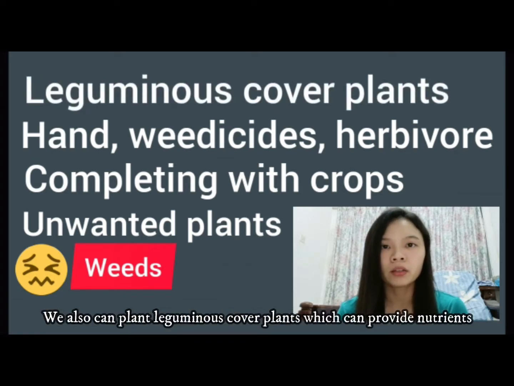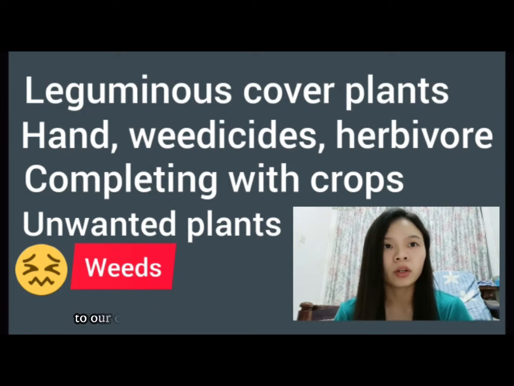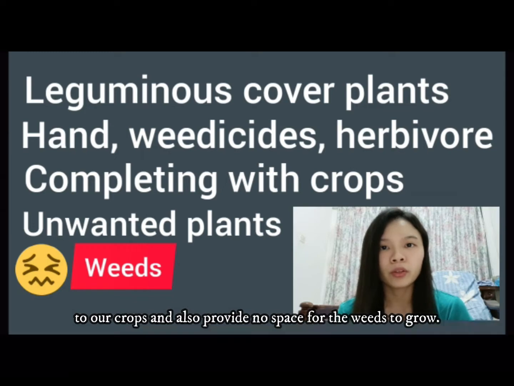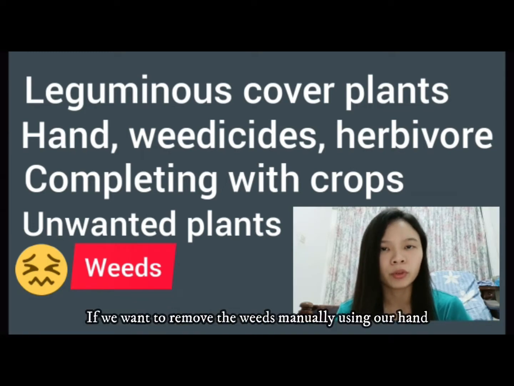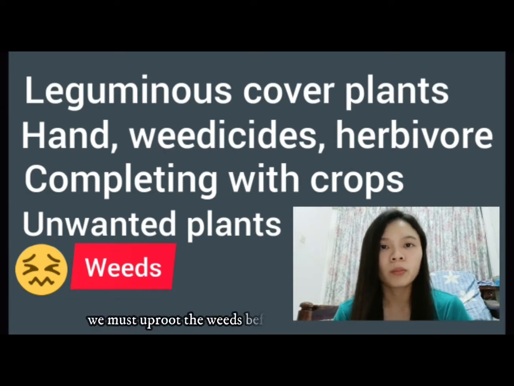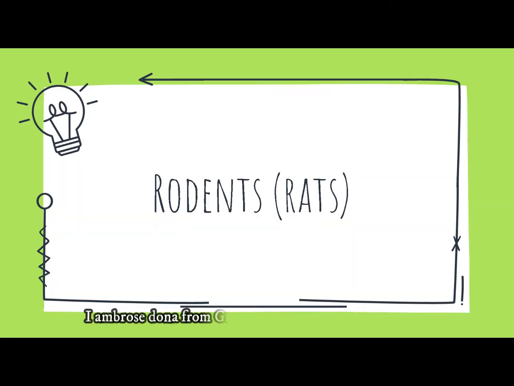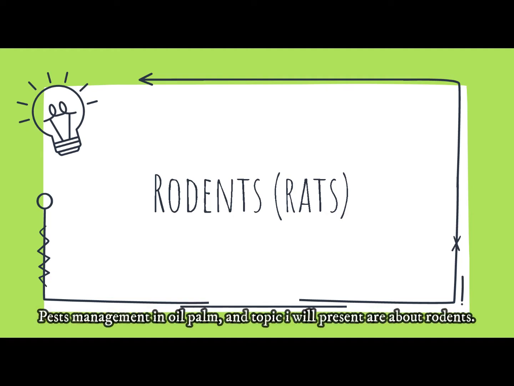We can also plant leguminous cover plants, which can provide nutrients to our crops and also leave no place for the weeds to grow. If we want to remove the weeds manually using our hands, we must uproot the weeds before the reproduction stage.